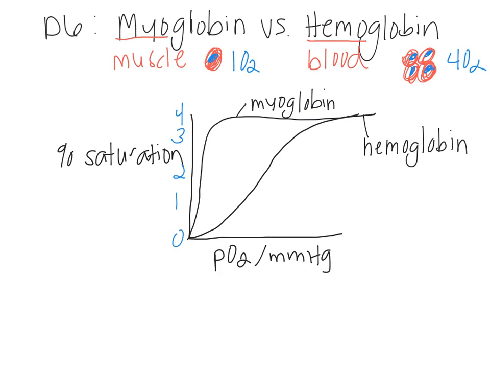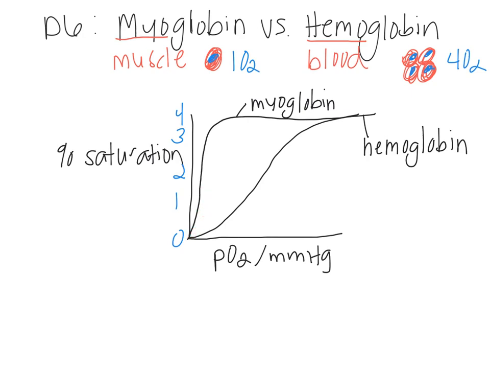Now, if we notice what's going on with this curve, as there becomes less and less oxygen in my tissues, the first molecule to give up its oxygen is going to be hemoglobin. So at this partial pressure of oxygen, the hemoglobin starts to give up an oxygen. Here it's giving up another oxygen. Here it's giving up another oxygen. Myoglobin doesn't give up its oxygen until right before we're almost in an anoxic environment.